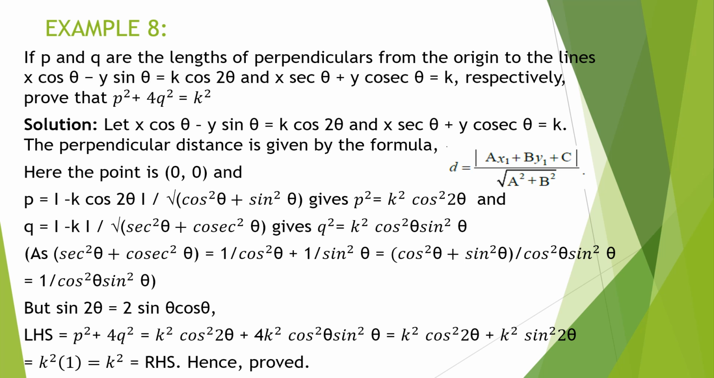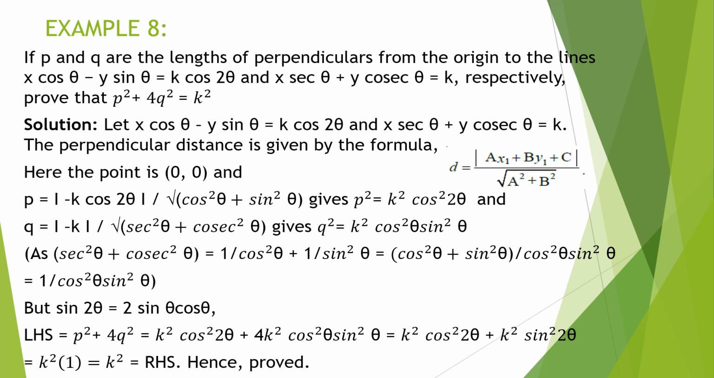C in this case is minus k cos 2 theta. You can see the equation of the line: x cos theta minus y sin theta minus k cos 2 theta equal to 0. So P is mod of minus k cos 2 theta upon root of cos square theta plus sin square theta. When you square it, you get p square is equal to k square cos square 2 theta.